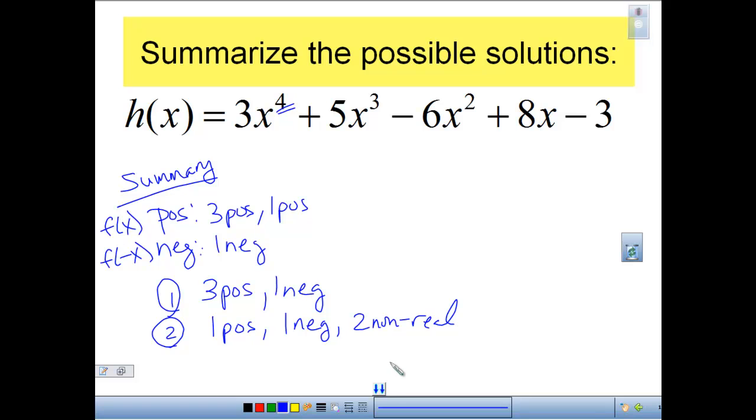Do we have any other possible solutions? No. In this case, we know it's either 3 or 1 positive. We consider both of those options, and it includes the 1 negative all the time, and they always have to sum to 4, so there's no way it could be anything else. So it's got to be one of these 2 options.